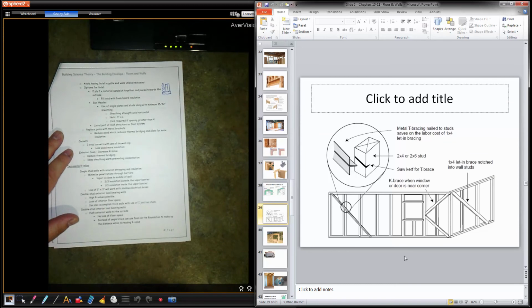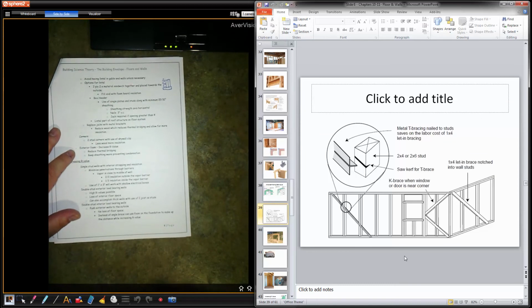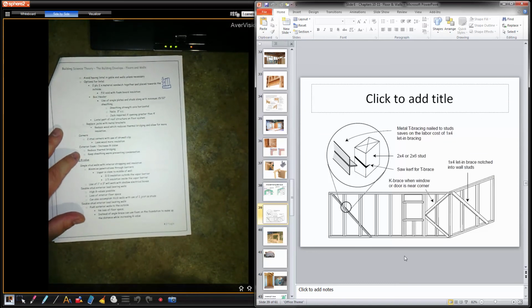Exterior foam increases R value, reducing thermal bridging, keeps sheathing warm, preventing condensation. So we looked at all that stuff. So having continuous insulation on a wall is almost inevitable nowadays. So the key is some way of stiffening up the wall. So there's a Bailey T going from top plate to bottom plate, which is crucial. You don't want to go from stud to stud. You wouldn't want to go from here and stop it here, because that stud will deflect. You want to go from top plate to bottom plate.